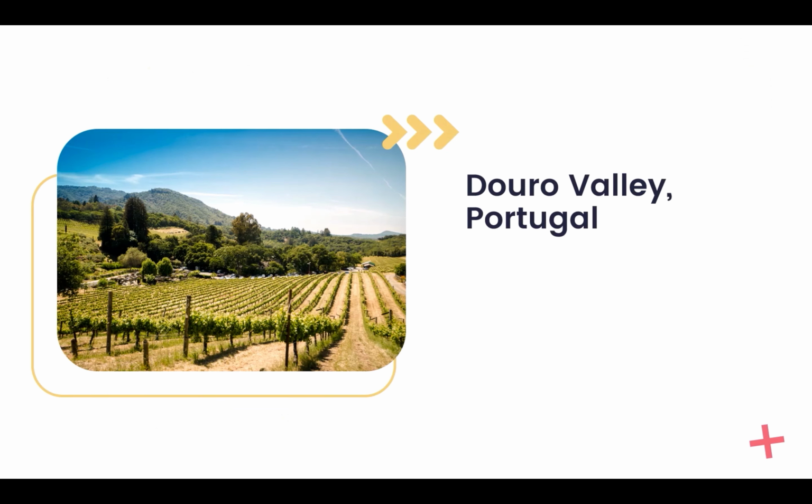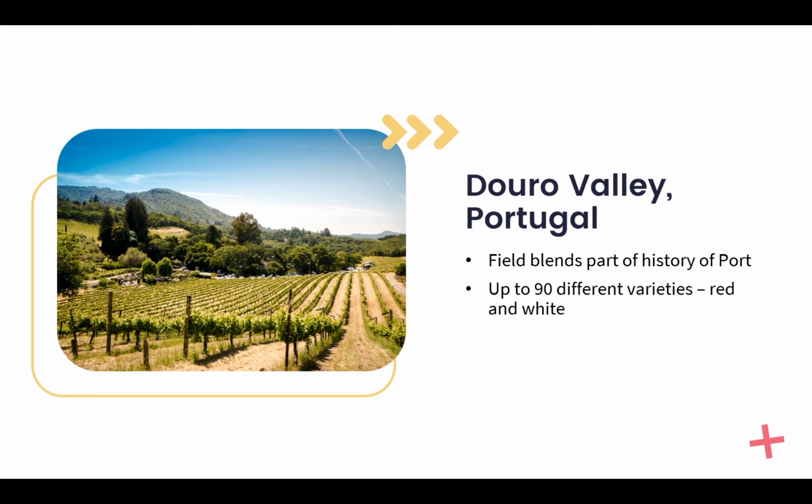In the Douro Valley in Portugal, field blends are a big part of the history of port production. There are up to 90 different grape varieties that are permitted in port production, and in the old days, vineyards were planted with a mixture of various grape varieties, red as well as white. Oftentimes, grape growers and winemakers didn't even know all of the varieties that they had planted. Today, most of the vineyard plantings are single varietal, but some field blends still exist.